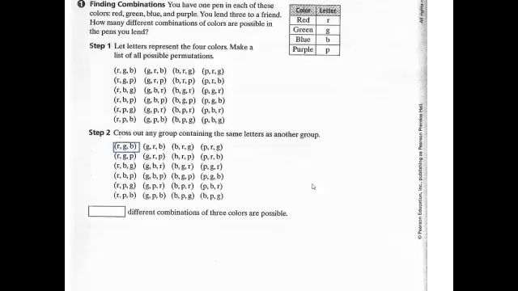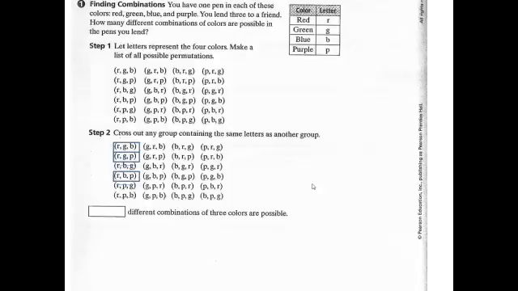So the first one, obviously, we haven't used it yet. RGB, red, green, blue. Going down, red, green, purple is a new combination. But red, blue, green, that's the same as the first one, so we're going to cross it out. The next one, red, blue, purple, brand new, so we're going to put a box around it. Continuing down that row, red, purple, green is not new. Red, purple, blue is not new.